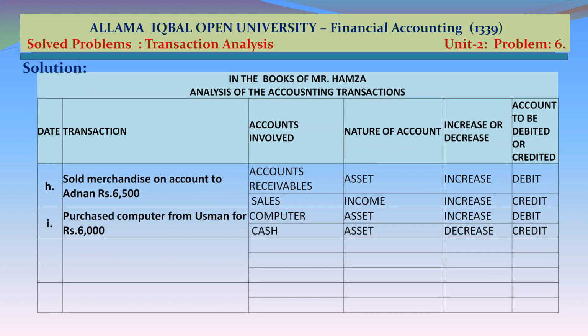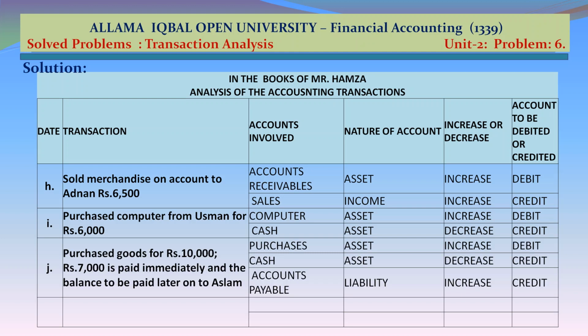I. Purchased computer from Usman for rupees 6,000. Accounts involved are computer and cash. Computer is an asset account, cash also is an asset account. Computer account will increase, cash account will decrease. Computer account debit, cash account credit.